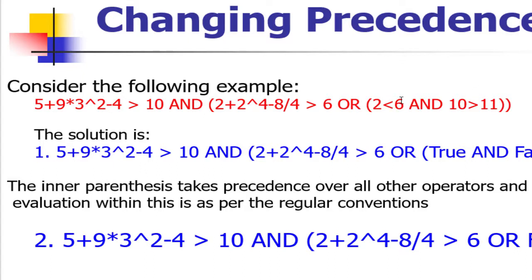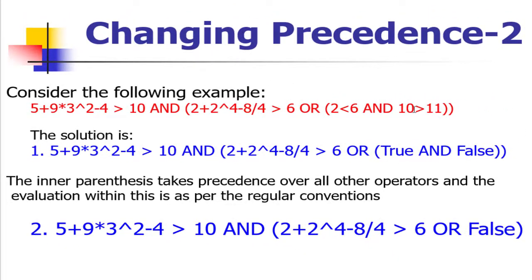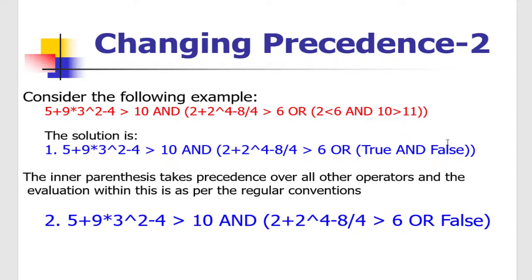Now remember, the comparison operators have a higher precedence than the logical operators. So we'll start with this side, then move to this side. 2 less than 6 evaluates to true. 10 greater than 11 evaluates to false. True and false, this is going to evaluate to false. We have 6 or false. Now once we get this, we get false as the result of this particular evaluation.